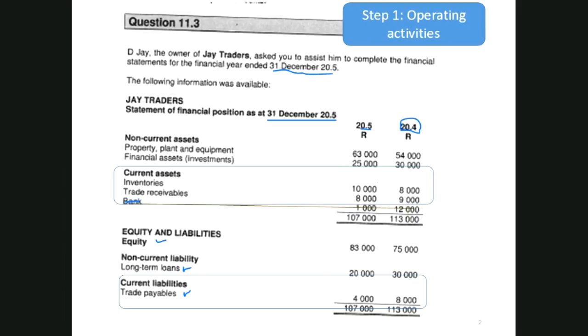All right. So have a look at what's on your statement of financial position, because it means you're going to probably need to do calculations for most of those items.